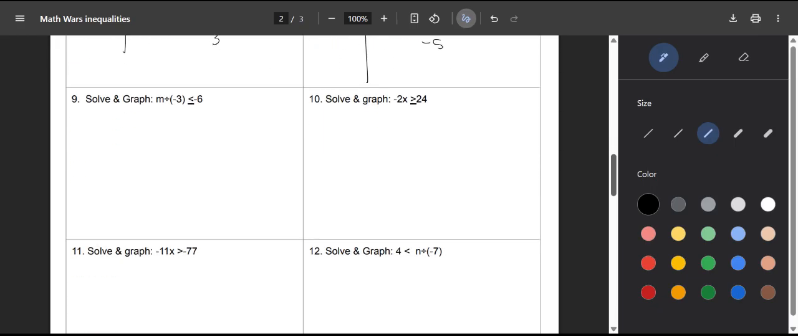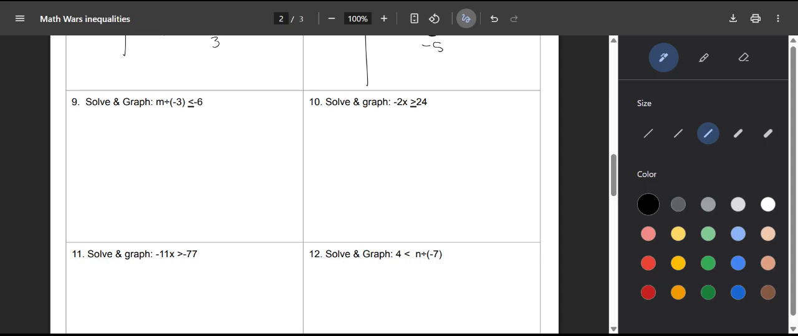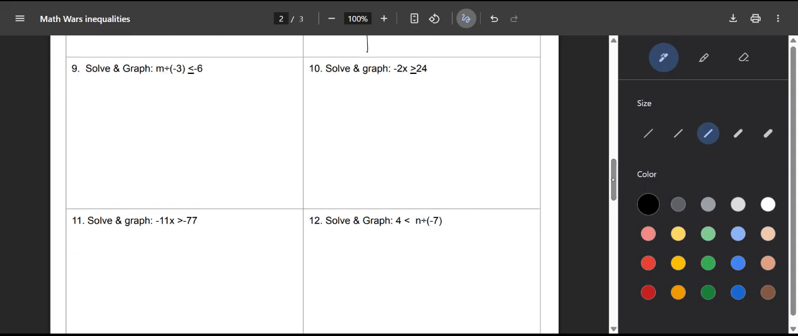All right, number 9 is an I do. It's pretty similar to the ones that we've done before, but we're going to be introduced to a new rule. So I've got m divided by -3 is less than or equal to 6. I'm going to draw my line, and I know the opposite of dividing is multiplying, so I'm going to multiply by -3. These will cancel out and leave m. -6 times -3 is positive 18.